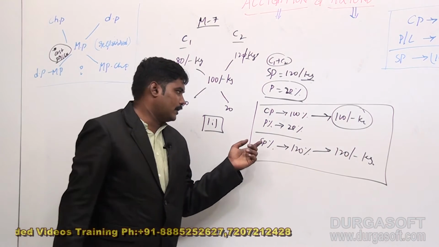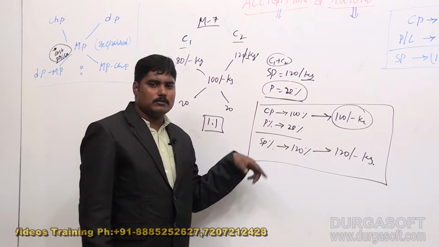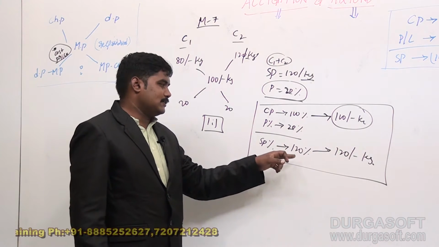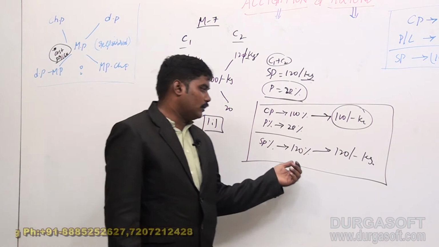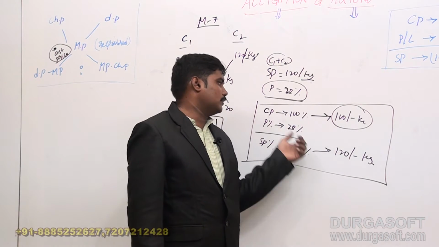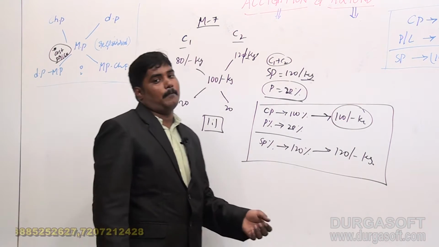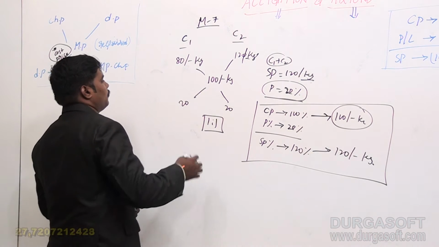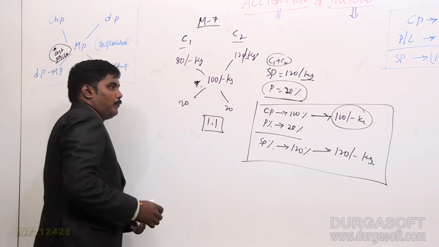Cost price here is always 100%, and profit percentage is 20% as he has given. So selling price is 120%. So 120% value is 120 rupees per kg, and 100% value is 100 rupees per kg. So that's why you can identify the 100. Here the price should be at cost price. This is the major point here.